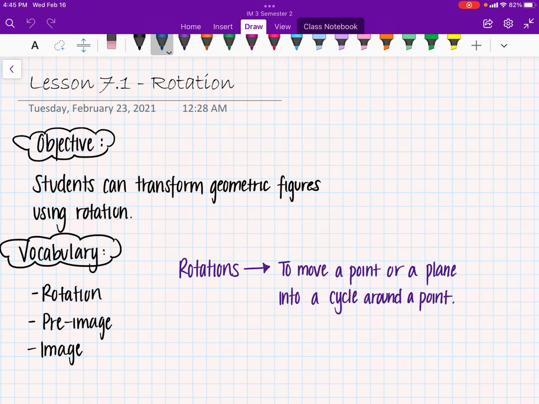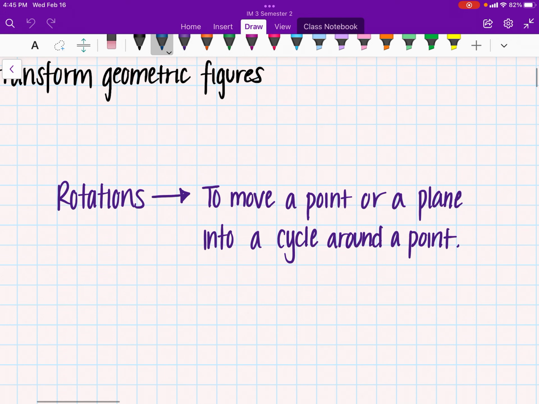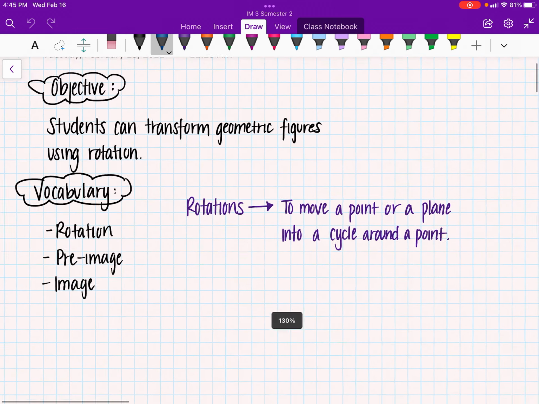All right, you guys, so in this case, we're going to go ahead and do lesson 7.1, which is rotation. In this case, students can transform geometric figures using rotation. Definition: rotation talks about a movement of a point or plane in a cycle around a certain point. So we are going to have a center, and we will be rotating that object about that center.